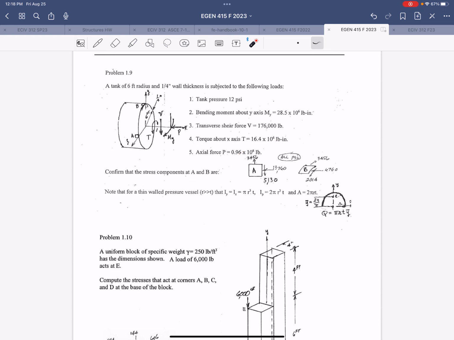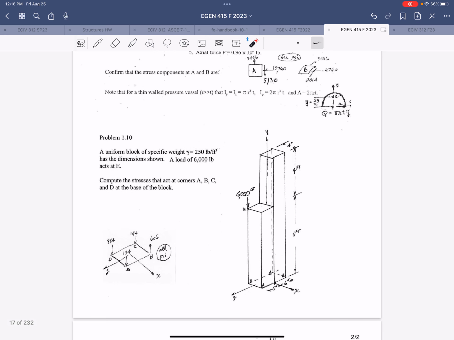Show the work. And for your shear stress calculation, because it's a thin circular section, the calculation for Q, the first moment of area, is not as straightforward. So you're given the equation here based on these values, and you can use that.